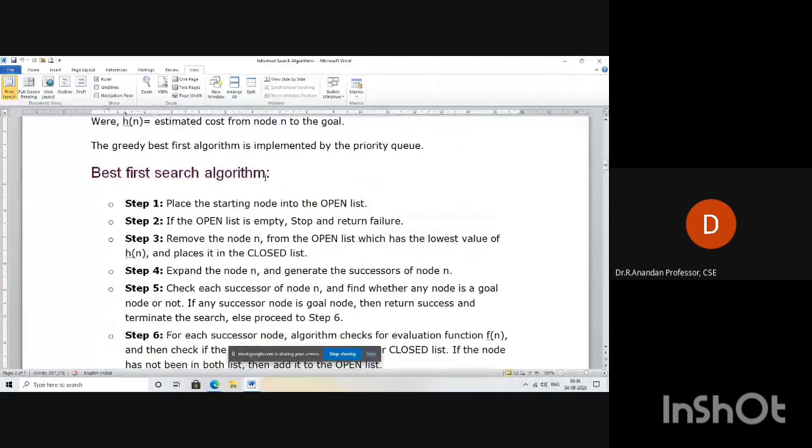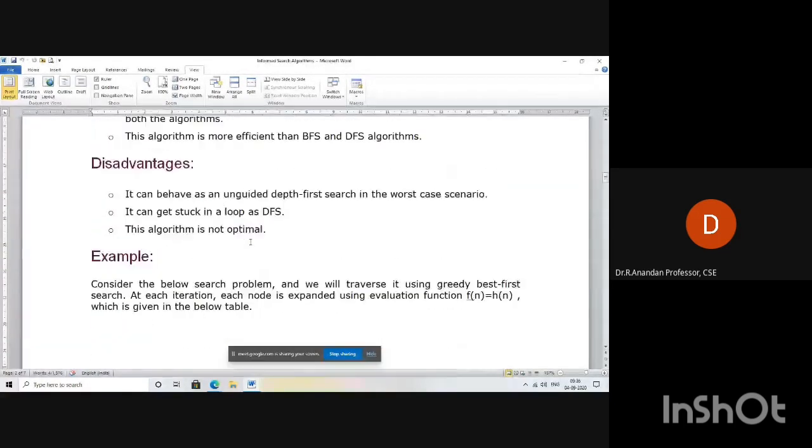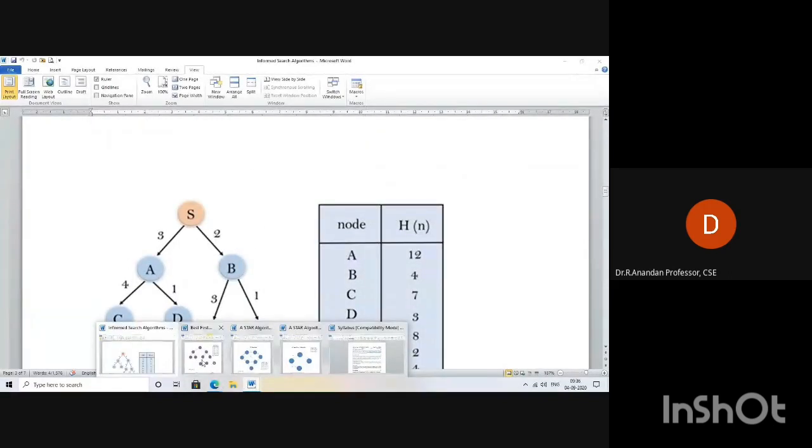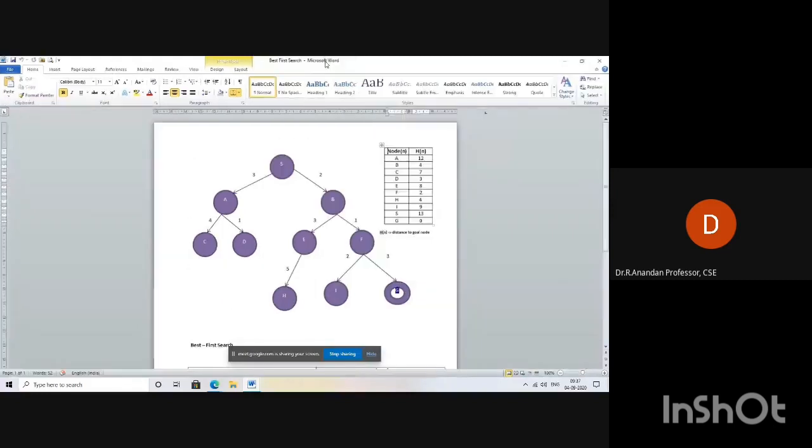Now we're going to see what the best first search algorithm is, and how to do this best first search algorithm with this example. Okay, students, please listen, this is very important. Without understanding, you cannot write this in the examination. So please note it down. If you have any doubt, you can ask me.